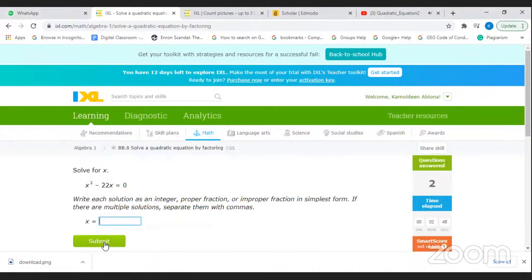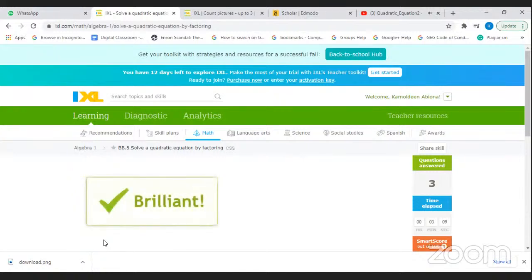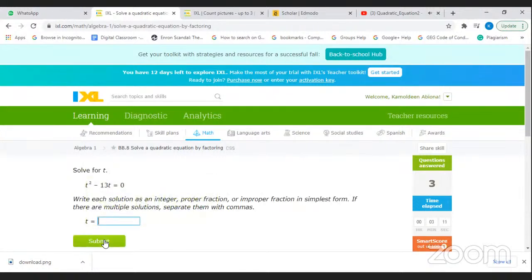That's good. The next one, solve for x. From what we have done the other time, if you do it the same manner, our x should be equal to 0 or 22. So 0, comma 22. I expect you to do this one too on your own. Yeah, this one, our t will be equal to 0 or 13 if you do it the same manner. So 0, comma 13.